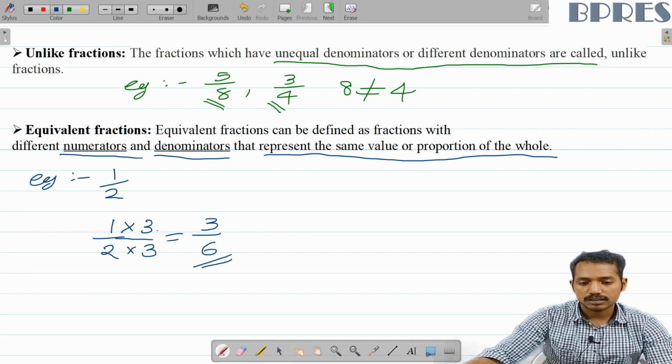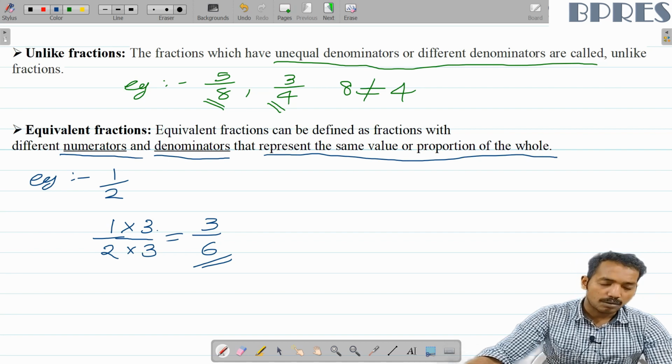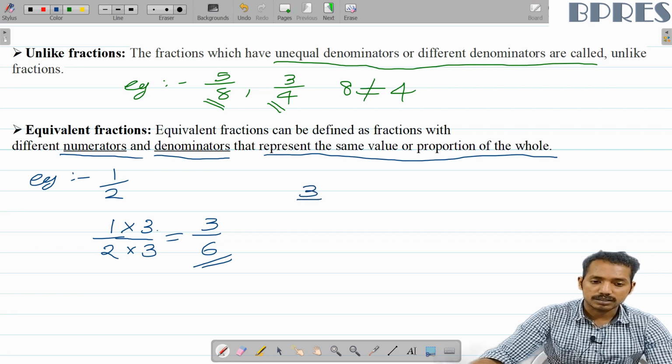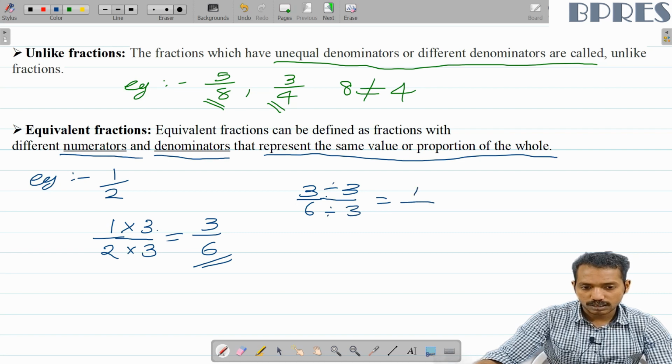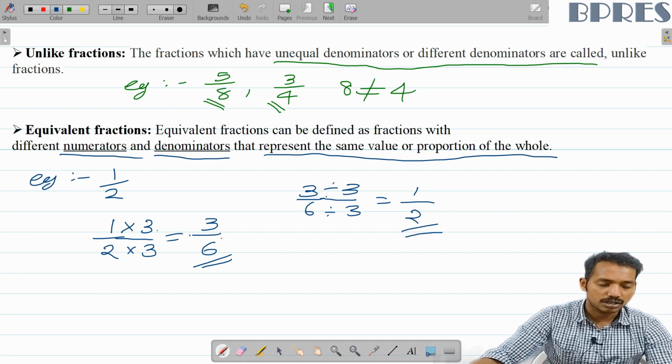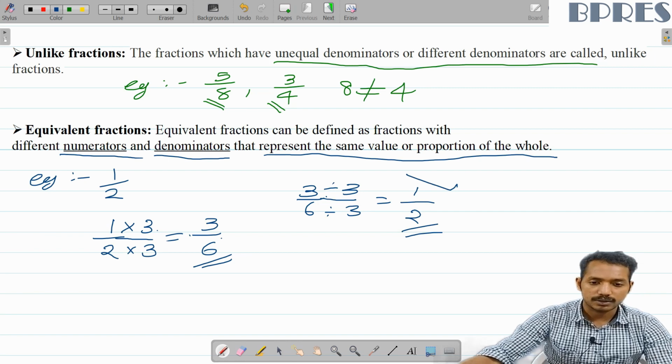See, actually the numerators and denominators of these two fractions are different, but still they represent the same value. For example, 3 by 6. If you divide the numerator and denominator by 3, what you will get? 3 divided by 3 is equal to 1 and 6 divided by 3 is equal to 2. So that means on simplification of equivalent fractions, you will get the same value.